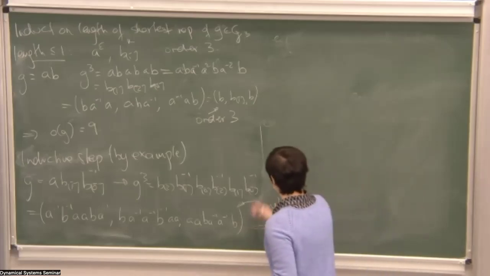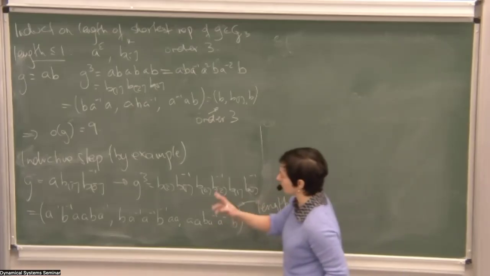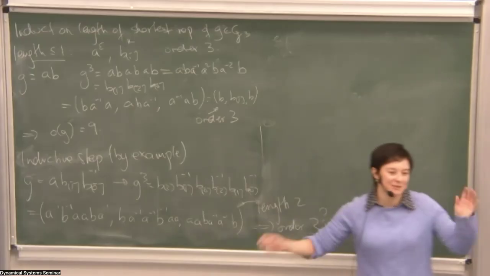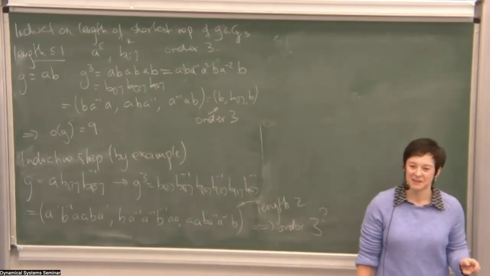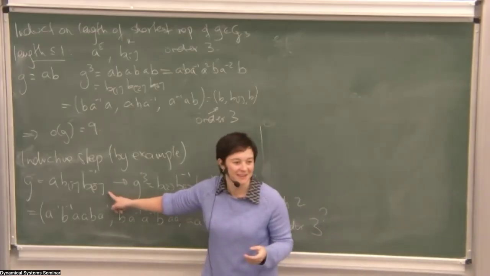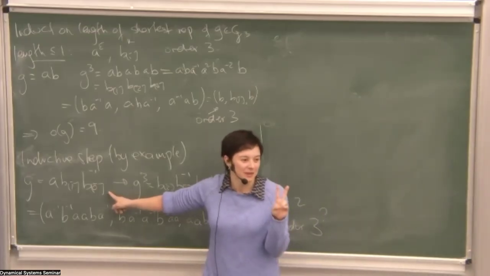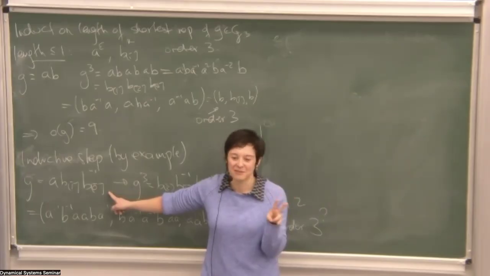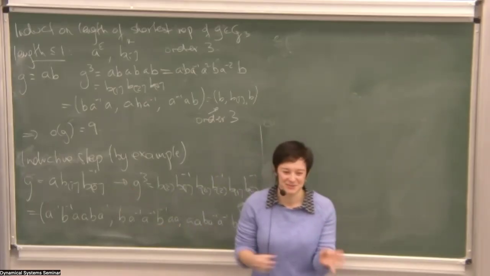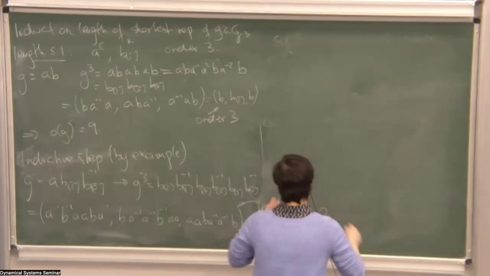No. Sorry, I got ahead of myself because there's a problem. Somebody should have complained. Why? I said length 2 and I was happy. I shouldn't be happy. What's the length of the element that I started with? I started with an element of length 2. I haven't actually shortened the length. I can't use induction. Okay, well, let's see.